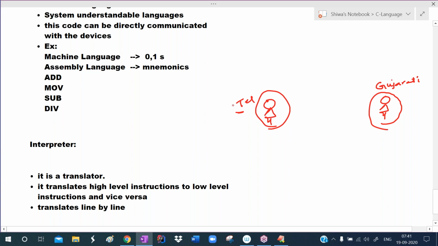So this person knows only Telugu. He is talking in Telugu, and this person is not understanding that. And this person is talking in Gujarati, and this person is not understanding that. So a communication problem is occurring.